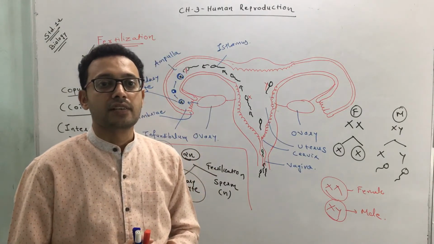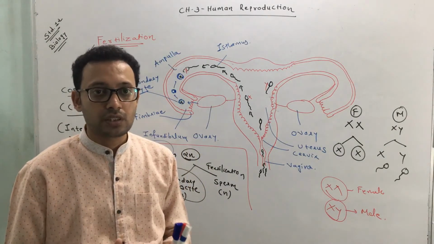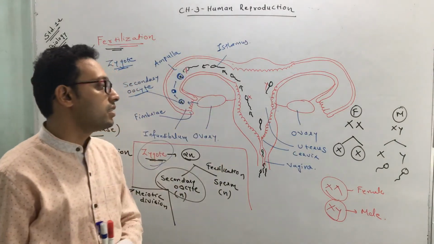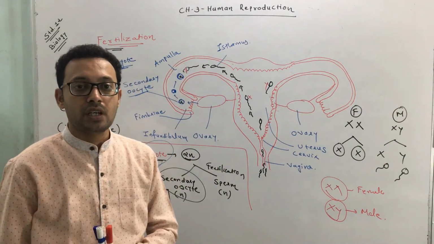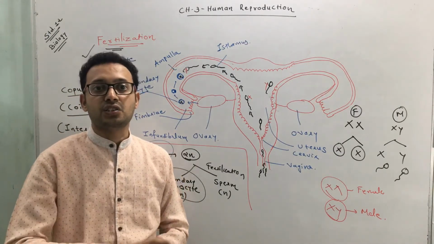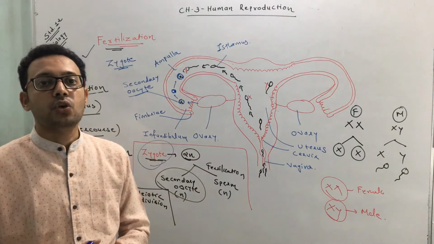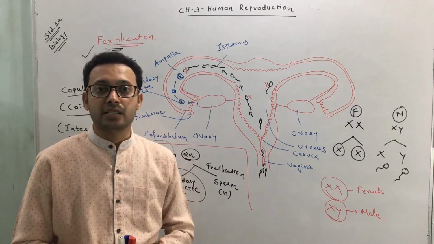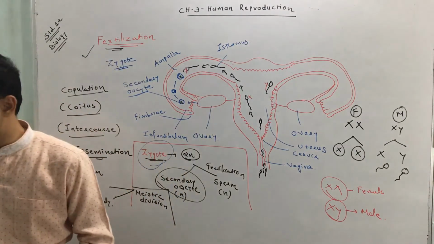What is it called? Fertilization. Clear, students? Where does fusion take place? In which region does the fusion take place? In the ampullary region the fusion takes place. Now what happens after fertilization? After fertilization, the next process that takes place is called implantation. What is it called? Implantation. So how does the implantation take place?